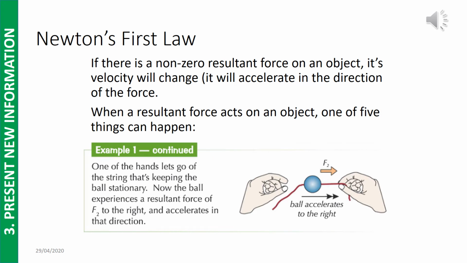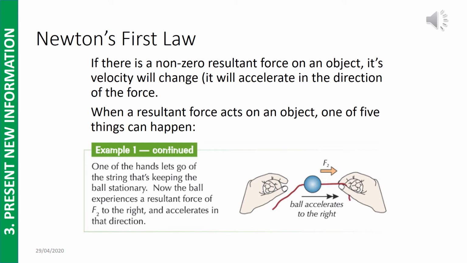So what happens if one of those forces does change? If a resultant force acts on an object, one of 5 things can happen to it. It can either start moving, it can stop, it can change direction, it can speed up, or it can slow down. This, however, is not Newton's first law. As soon as there is a resultant force acting on it, this leads us into Newton's second law, which is covered by our next lesson.